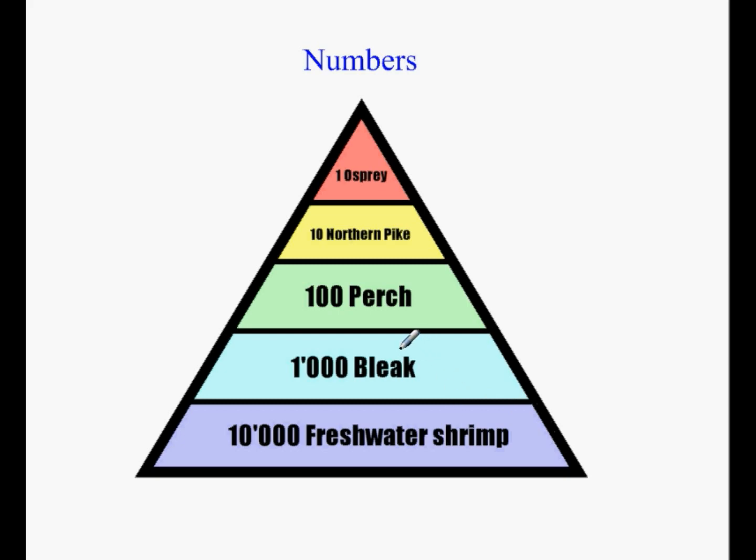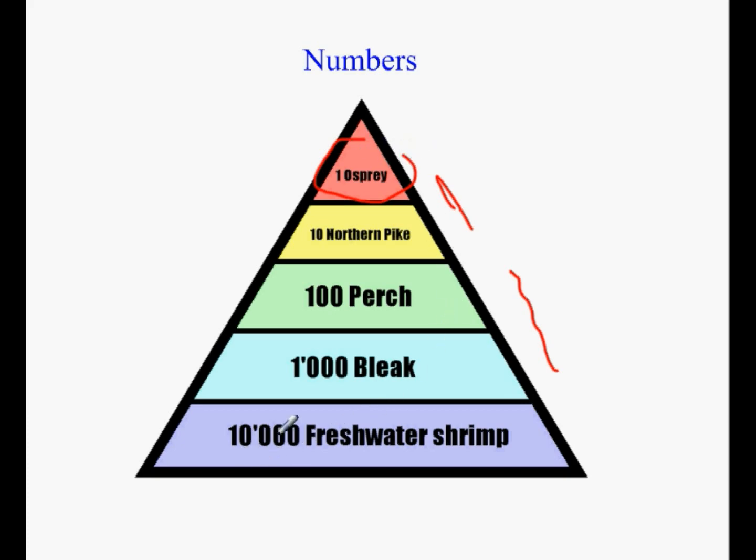There's your herbivores. Then these are probably some sort of omnivores here. And then I think a pike is definitely a carnivorous fish. And then you got here an osprey, which is actually a type of sea eagle. So that's at the top of the pyramid.